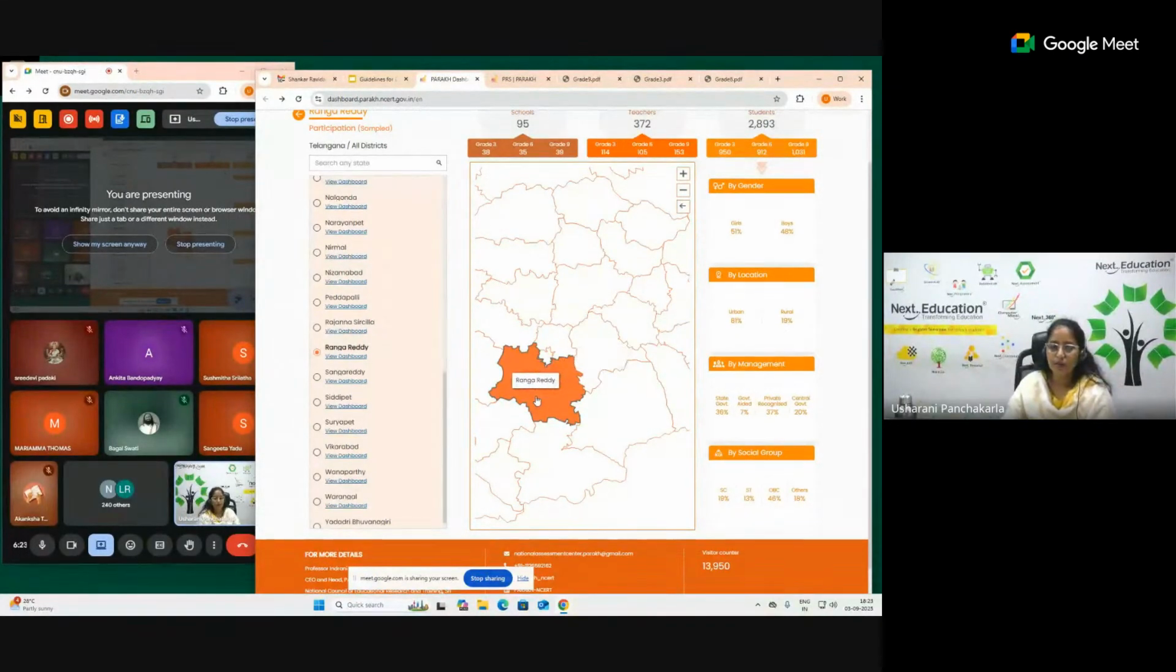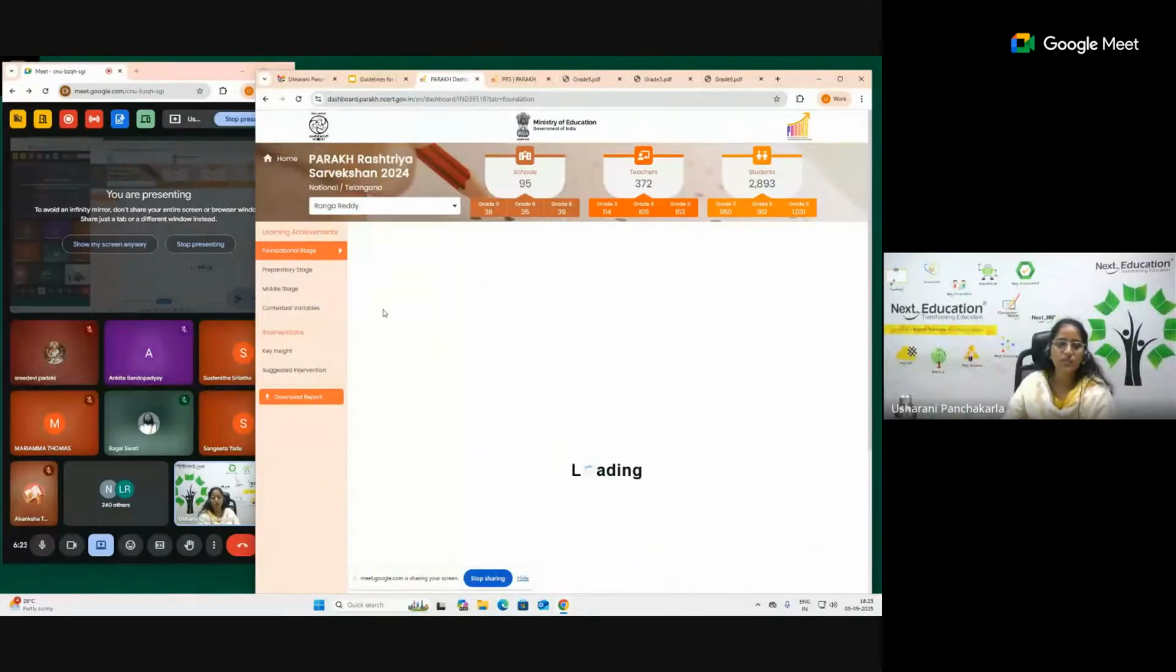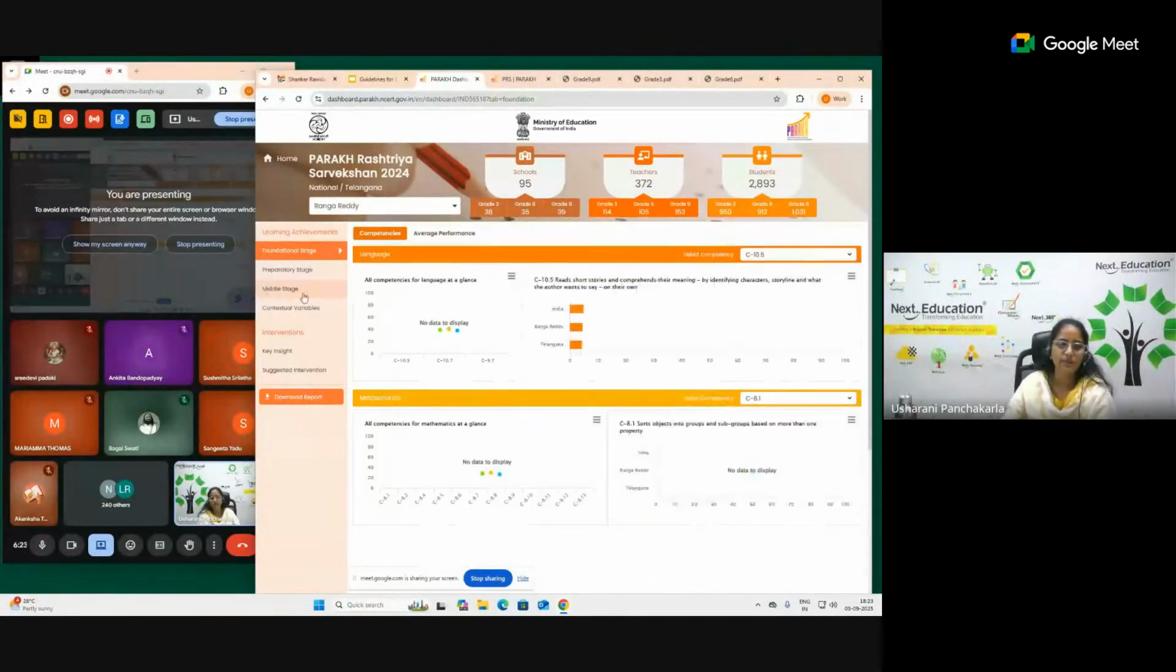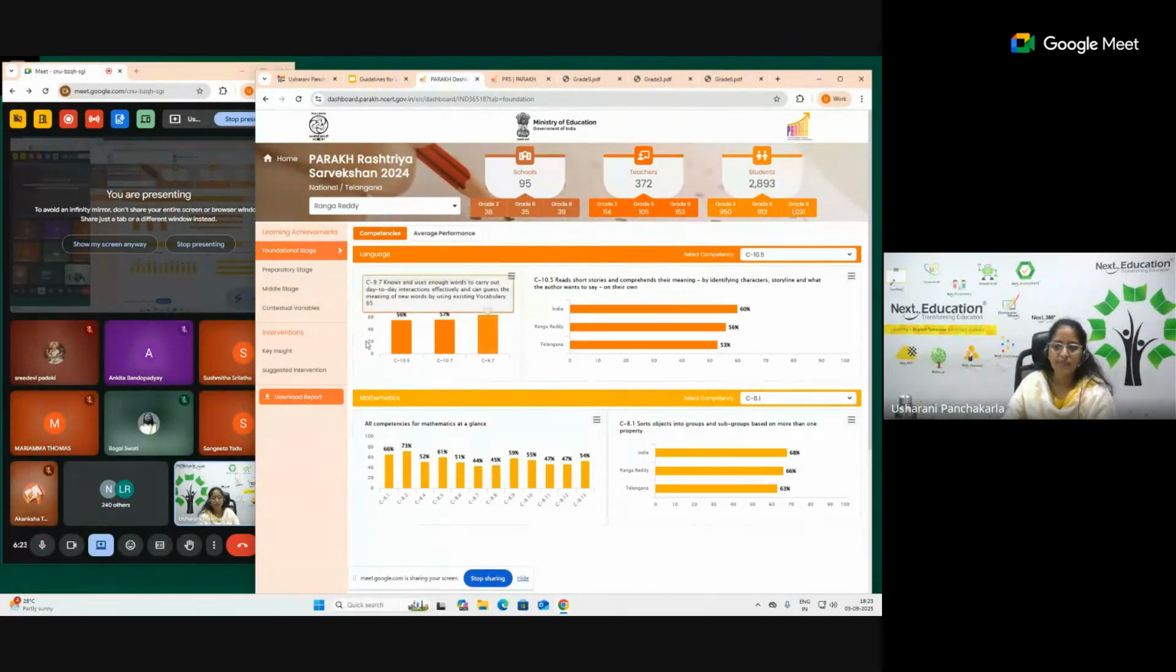And then when you move on to this, you can see at a foundational, preparatory, middle stage, the different competencies. So these are most important. Last time also I've told you about the curricular goals and the competencies, which is more important. Here you can say there is only one, 10.5, which has been addressed, not the rest.